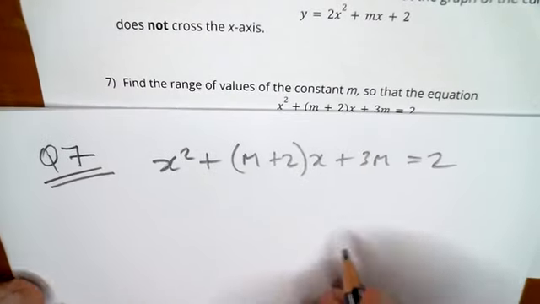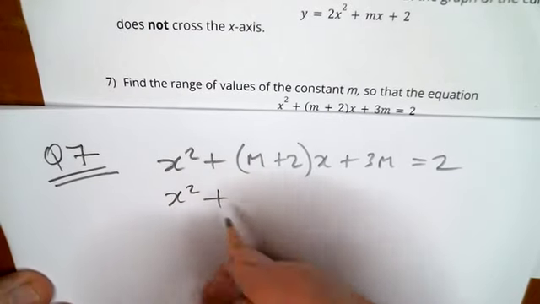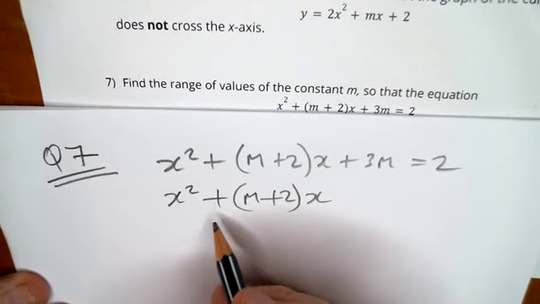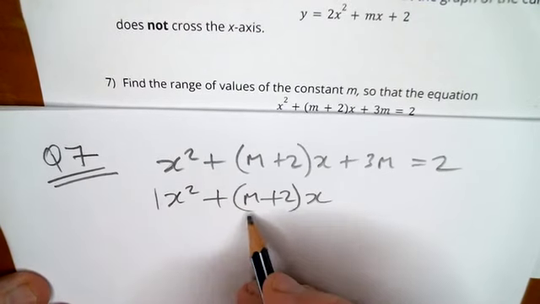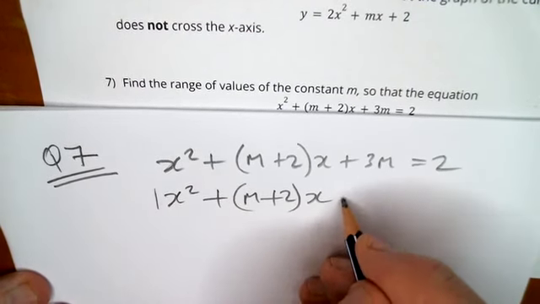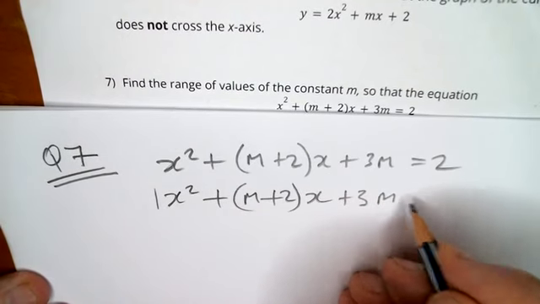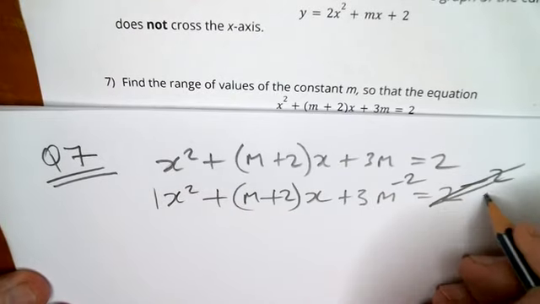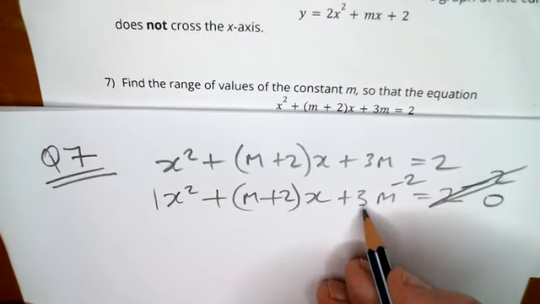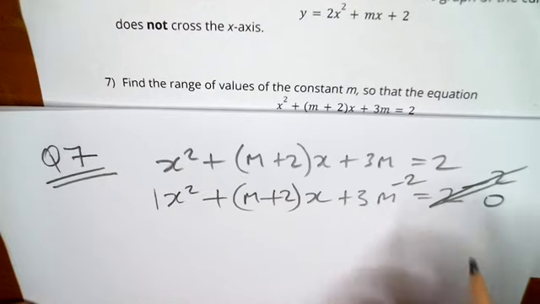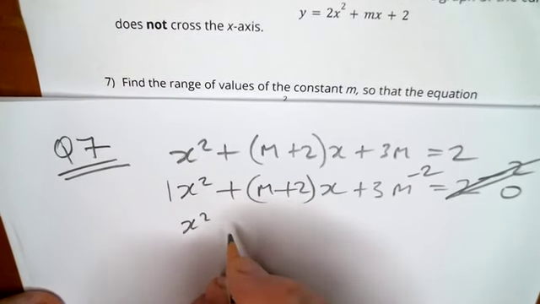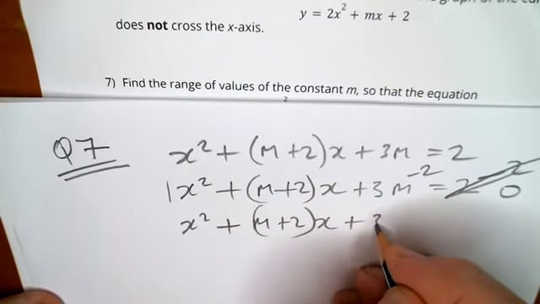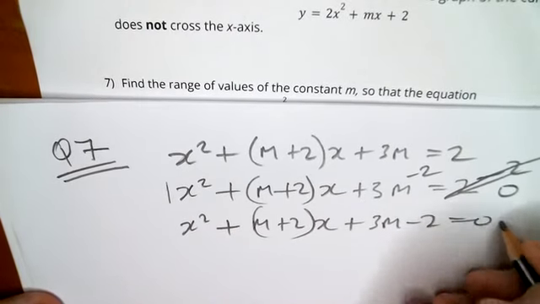So I'm going to restate the equation because I'm going to act a little bit on it here, m plus 2x. I can see I've got a very clear coefficient of x squared, which is 1, a coefficient of x, which is m plus 2, and a plus 3m. I'm going to subtract 2 from both sides, leaving 0, and the last coefficient is going to be 3m minus 2. So I end up with x squared plus m plus 2x plus 3m minus 2 is 0.